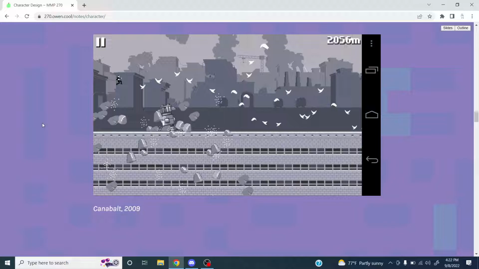This is jumping a little bit ahead, but this is what I was talking about previously. This is a game from 2009. I think it's considered the first endless runner game, and it was the first very popular mobile game, or one of the first anyway. It's called Cannibalt. I doubt that this is a game you would probably be familiar with. It kind of disappeared after it was pretty popular for a couple of years.